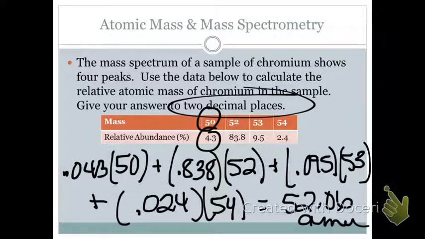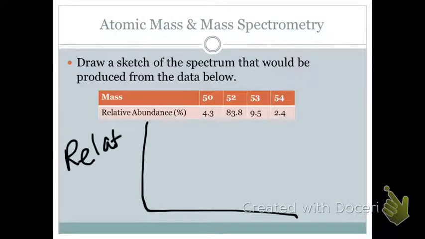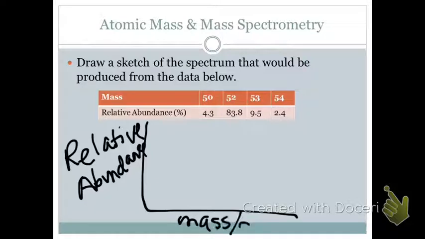Ask yourself, does this make sense? Yeah, duh. 83.8% of the world's chromium is chromium-52, and my answer should be close to 52. Last question. If you had gotten a mass spectrum of this sample, what would it look like? What they're asking you to do is to draw one of the graphs like you would see coming out of a mass spectrometer. Make sure you label the axes. This side is relative abundance anytime you get a mass spectrum. And the x-axis is the mass over charge ratio.